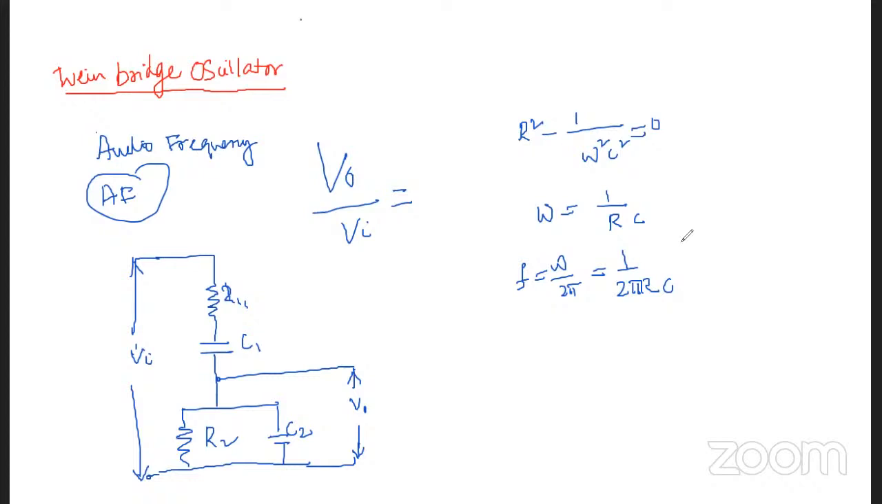And similarly, the oscillations will be sustained if the amplifier has a gain just exceeding 3. That also we can calculate. In this case, V output by V input, if we calculate, we get 1 by 3. Therefore, if you want sustained oscillations, the amplifier gain has to be more than 3. In the case of the RC phase shift oscillator, the gain should be 3 for sustained oscillations.